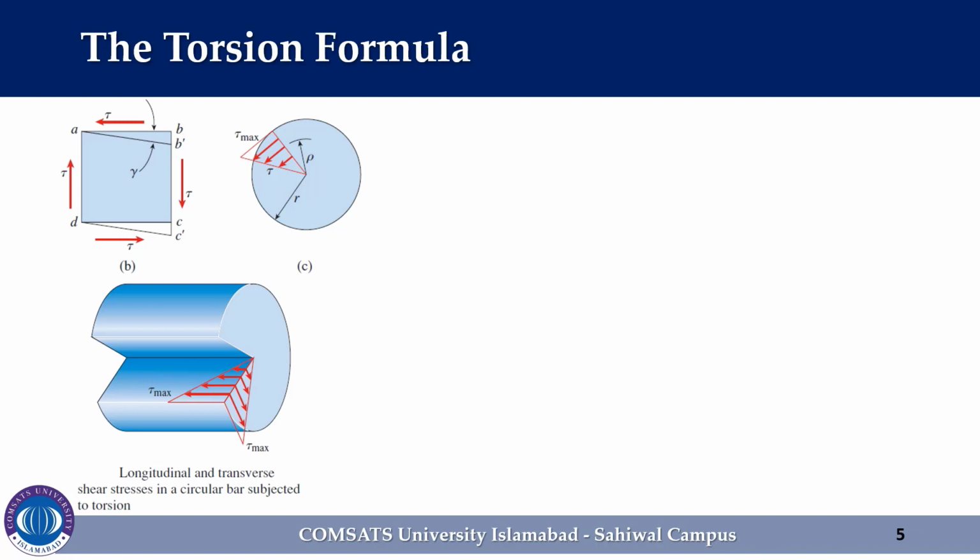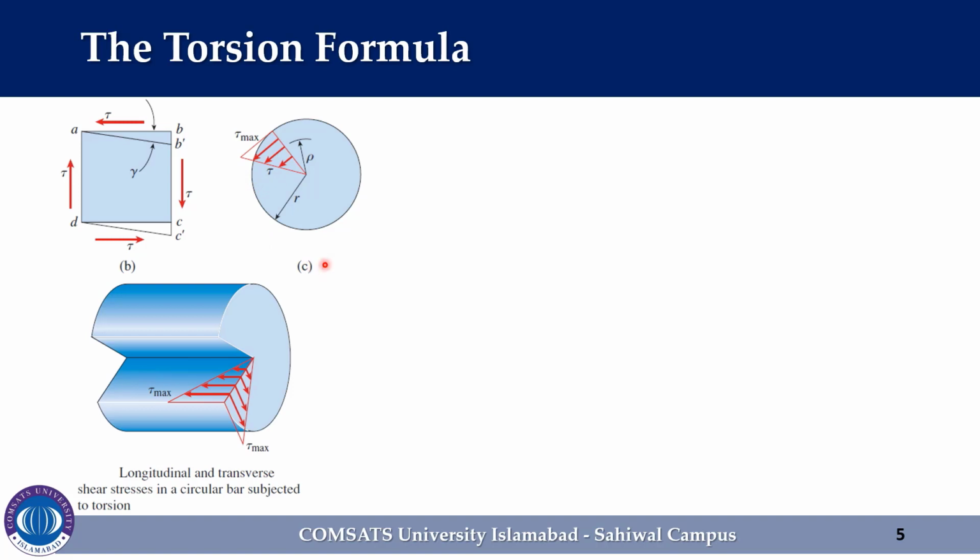The distribution of the shear stresses acting on a cross section is pictured in the figure here. Because these stresses act continuously across the cross section, they have a resultant in the form of a moment equal to the torque T acting on the bar.